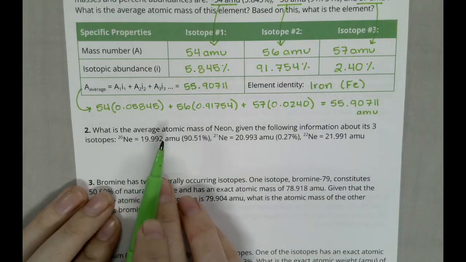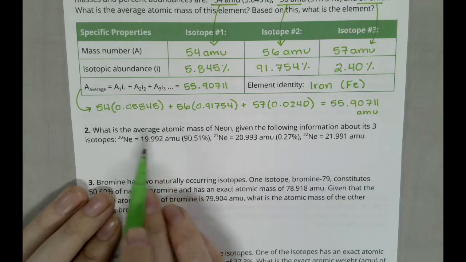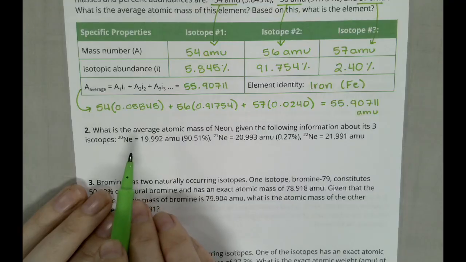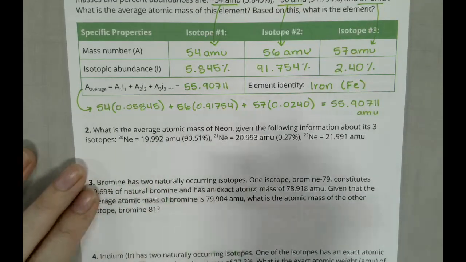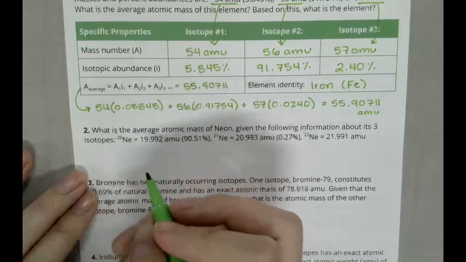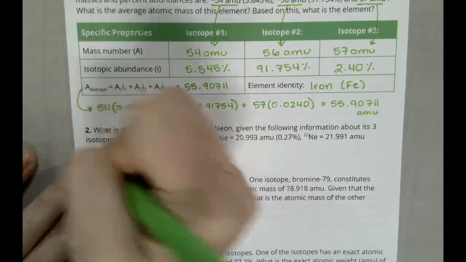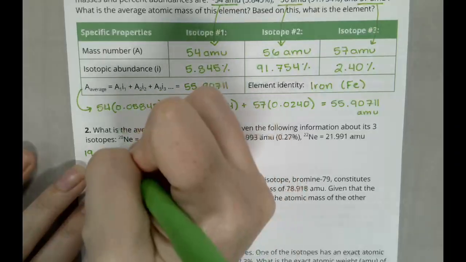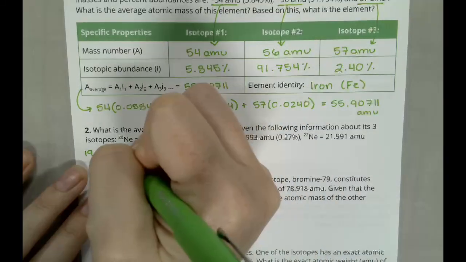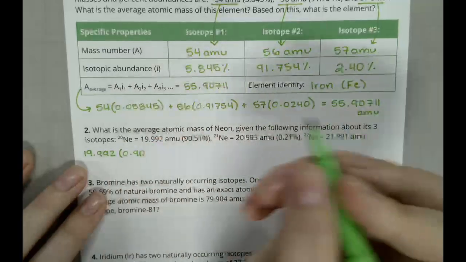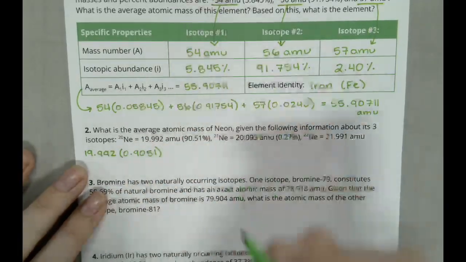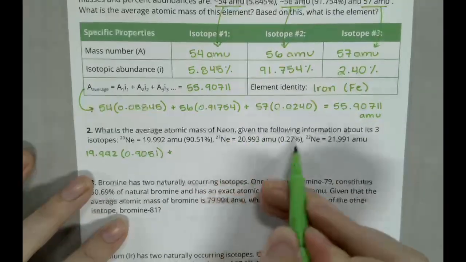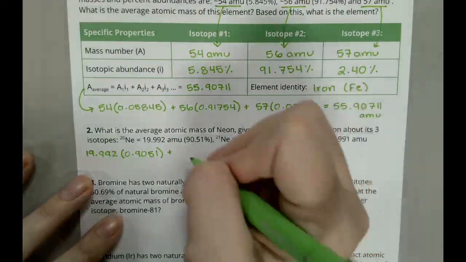And you'll notice here, it's not exactly 20 for neon 20. They're just giving you the exact atomic masses. Remember that the AMUs are an estimation. Okay, but on these sets of problems, we're working with some exact values. So it's going to be 19.992. That's what the isotope weighs. And we're going to multiply that by 0.9051. That's the percent abundance. We're going to add that to the weight that's contributed by neon 21.